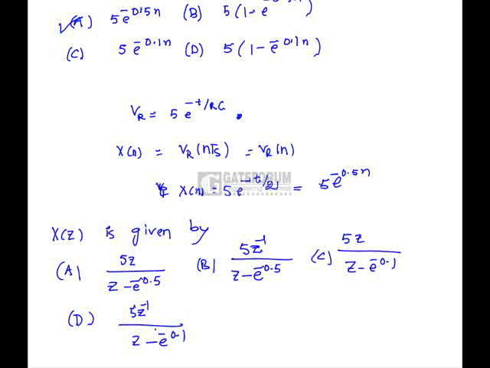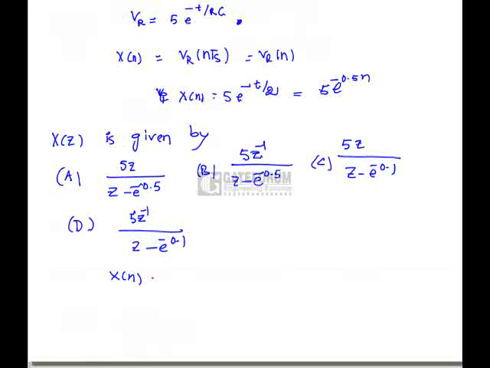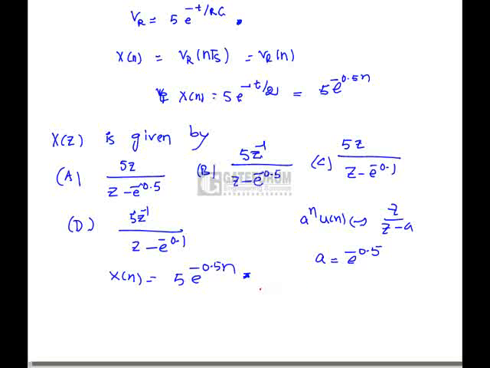Here x of z is given by x of n. We know x of n is 5 e power minus 0.5 n. So we know that in case of a^n u[n], the transform is z by z minus a. Here a is e power minus 0.5. Okay, so x of z is 5z divided by z minus e power minus 0.5, which is option A is correct.